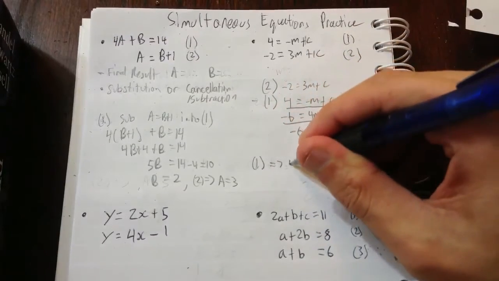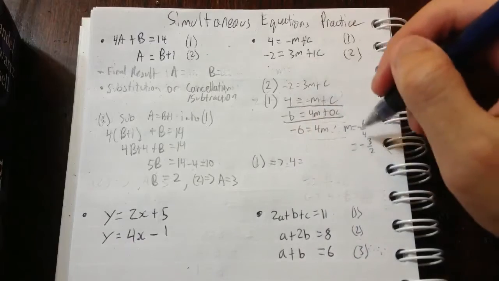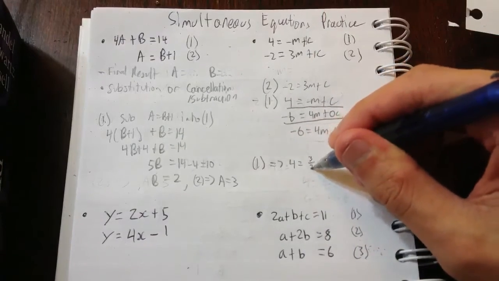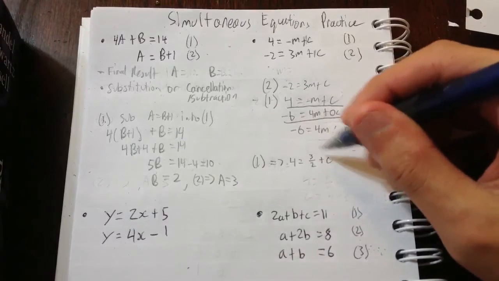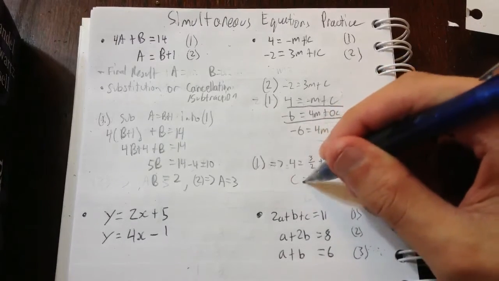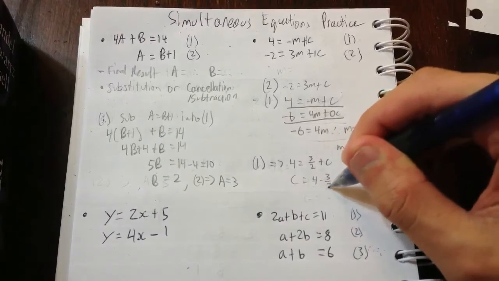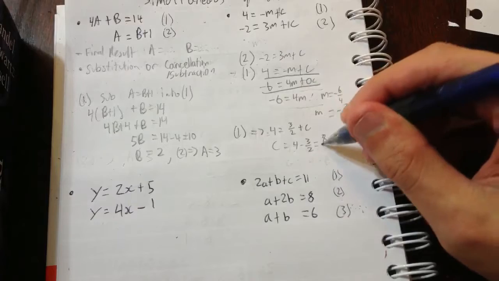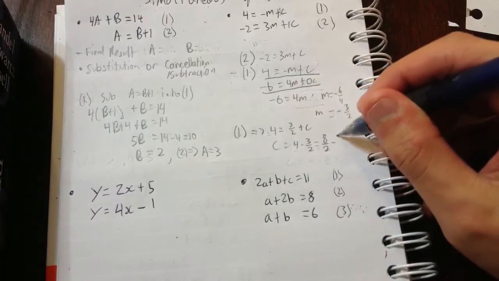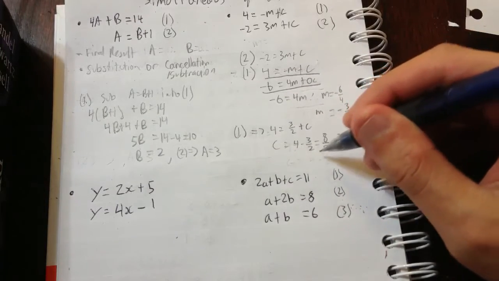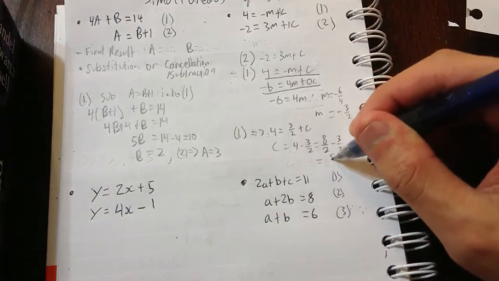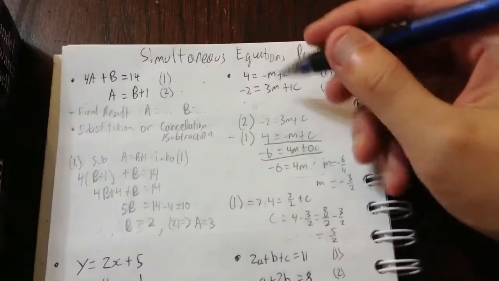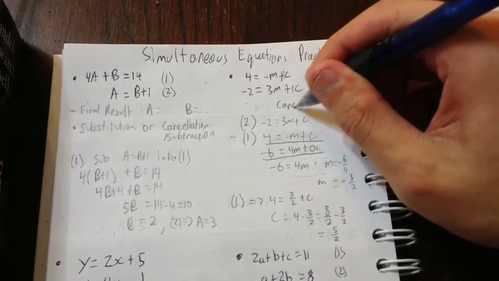Now, substituting into 1 gives 4 equals minus m... we know m is minus 3 on 2. So minus m becomes 3 on 2 plus c. So c equals 4 minus 3 on 2, because we took the 3 on 2 over. To subtract, we need to get the same number on the bottom. So I converted that to 8 on 2, and that equals 5 on 2. So that's a good example of, I'm going to call it, cancellation.